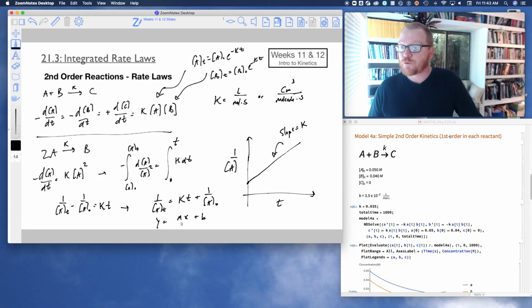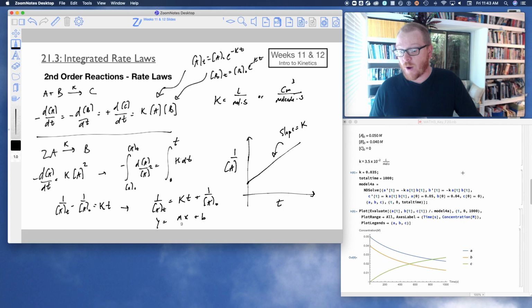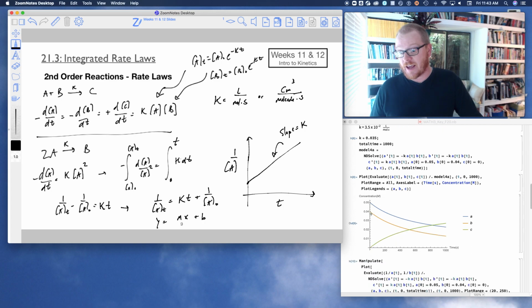Yes, first order in each reactant, A plus B, right? So I noted here, you get an exponential decay. But if you don't believe me, if you're looking at this and you're like, well, that could still be a 1 over concentration. It could. I don't have good enough eyes to tell that that's exponential.